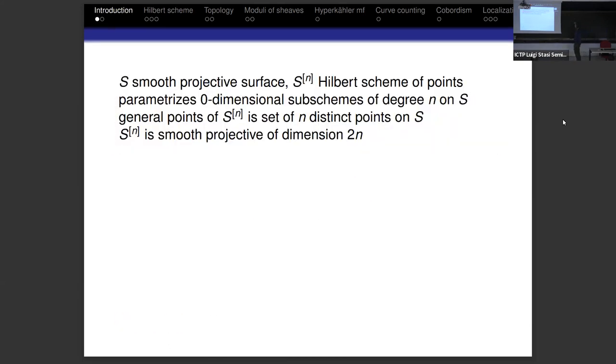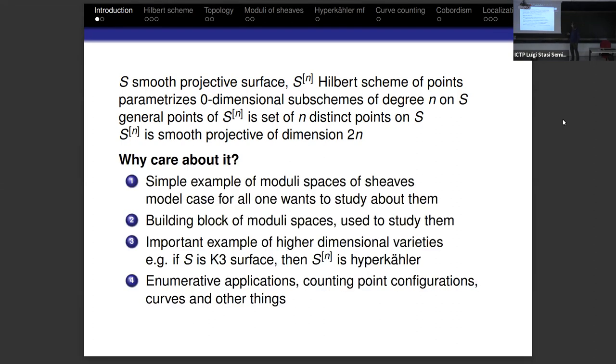So we look at S, a smooth projective surface. S^[n] is the Hilbert scheme of n points on S. So this will parameterize the zero-dimensional subschemes of length n on S. So a general element corresponds to n distinct points on S. And when some of these points come together, we have a non-reduced scheme structure at that point. And this space is smooth projective of dimension 2n.